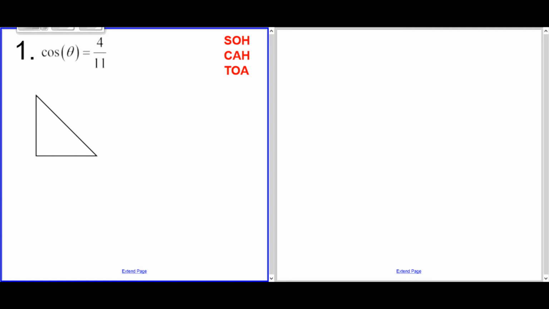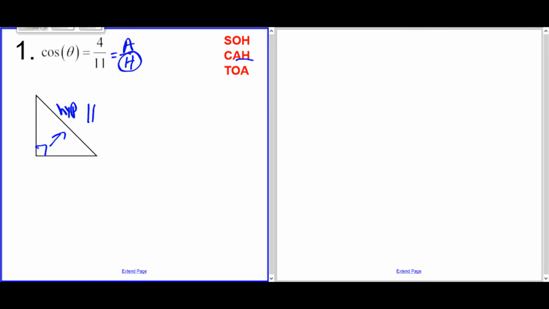Example 1, we have cosine of theta is 4 over 11. So I have SOHCAHTOA written on the screen there. If we're thinking of cosine, cosine is adjacent over hypotenuse. So what we're going to do is go to this triangle down here. I'm going to sketch in my right angle. And we're given the hypotenuse. So across from the right angle is the hypotenuse. So we know that this is 11.